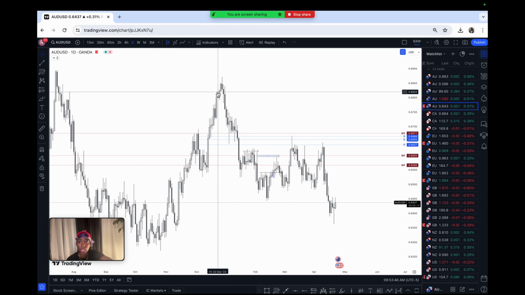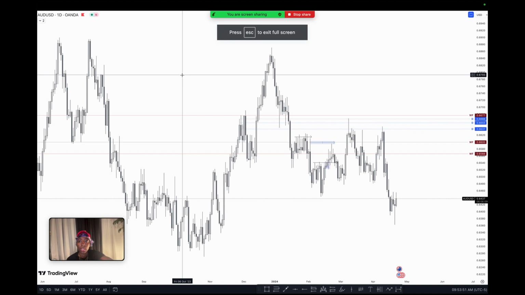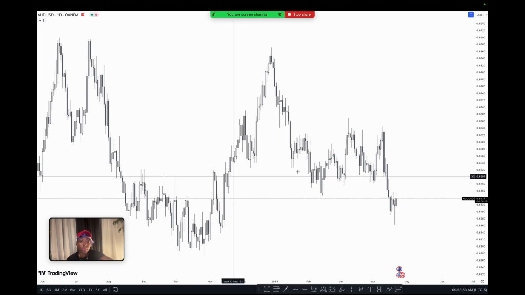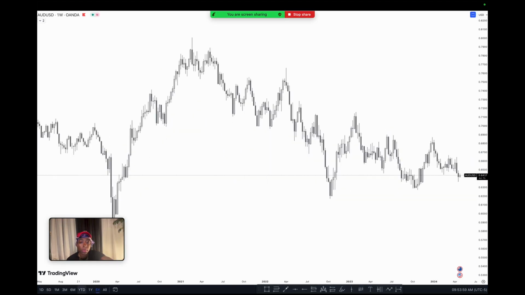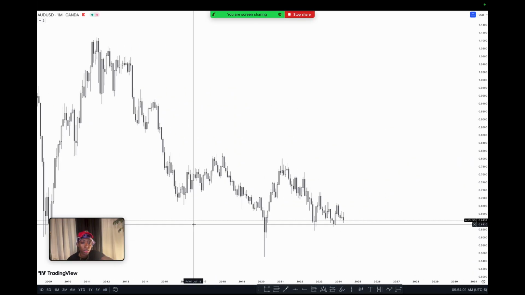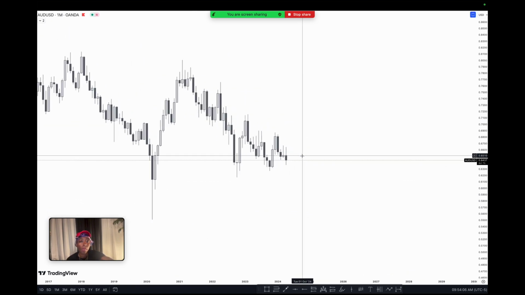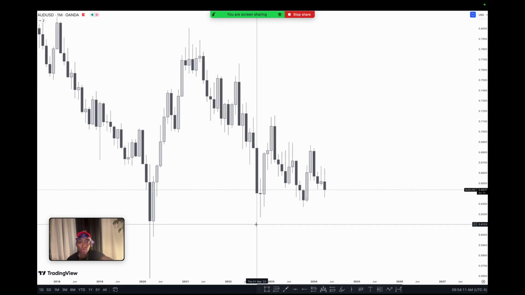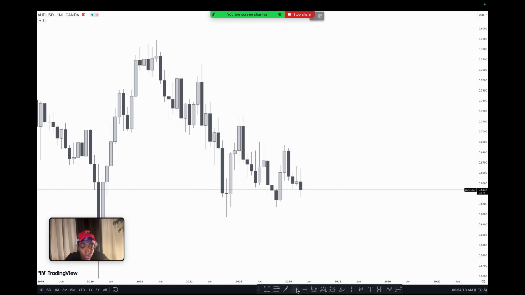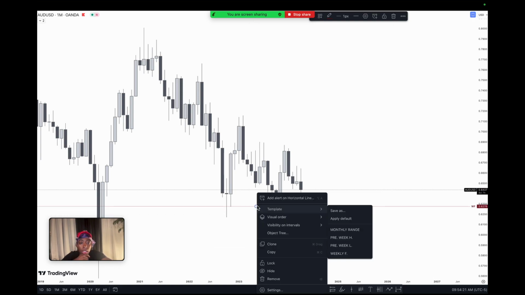So first is AUD USD. So let's get right into it for real. Let's go to the monthly time frame and let's see what is going on. So already we're heading downwards. Okay, so let's get the horizontal lines and then I'm going to mark up the weekly levels.